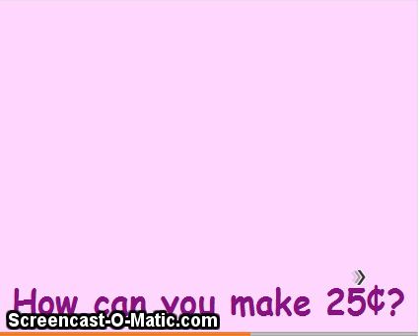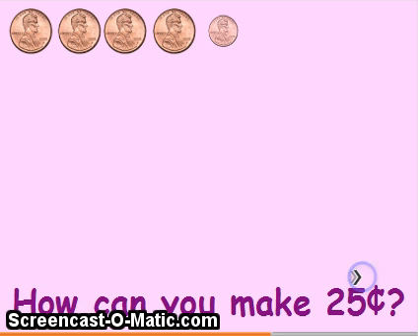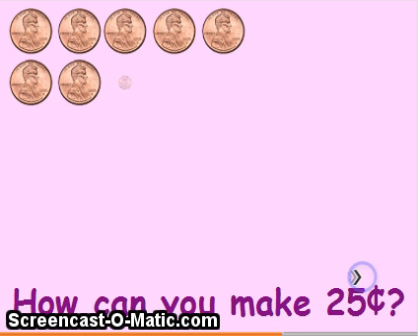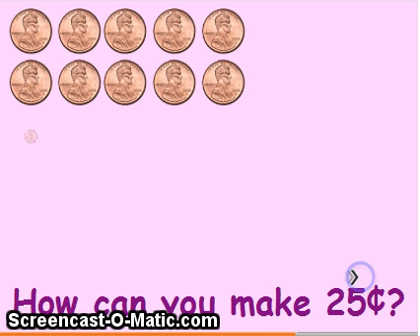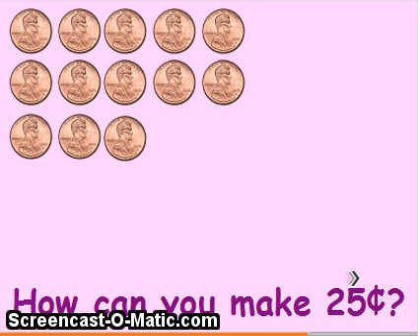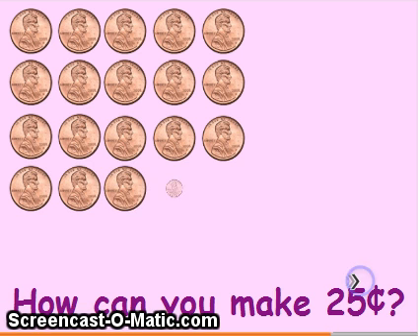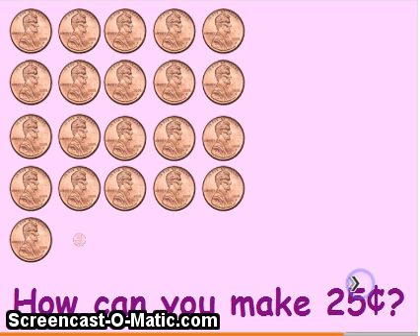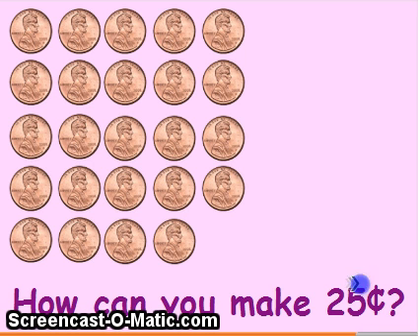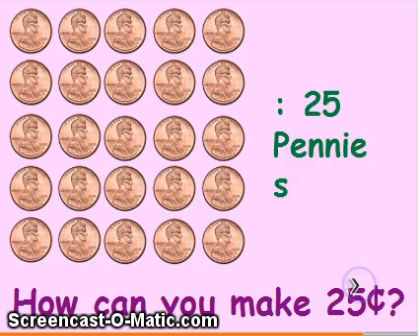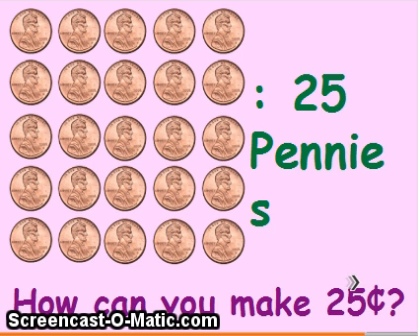Now, how can we make 25 cents using only pennies? Well, a penny is worth 1 cent, so let's count 1 cent all the way up to 25. 1, 2, 3, 4, 5, 6, 7, 8, 9, 10, 11, 12, 13, 14, 15, 16, 17, 18, 19, 20, 21, 22, 23, 24, 25. 25 pennies makes 25 cents.